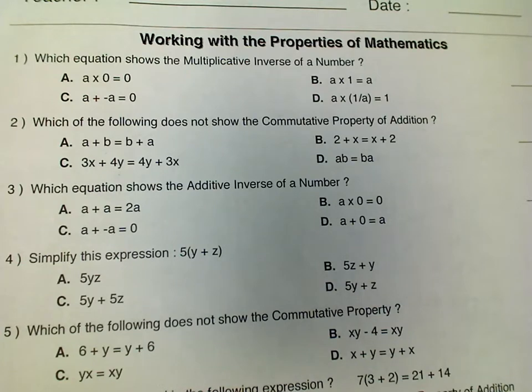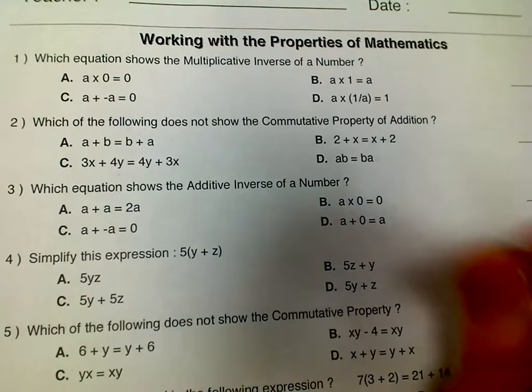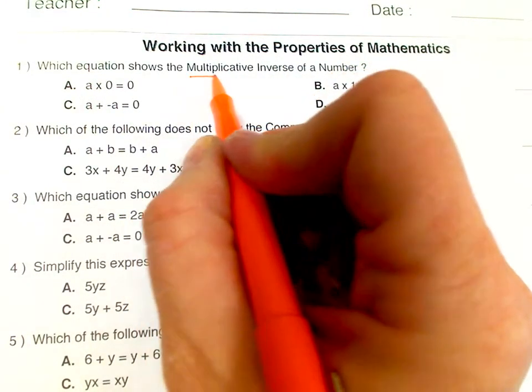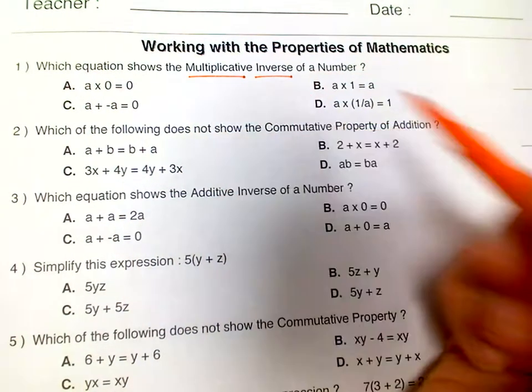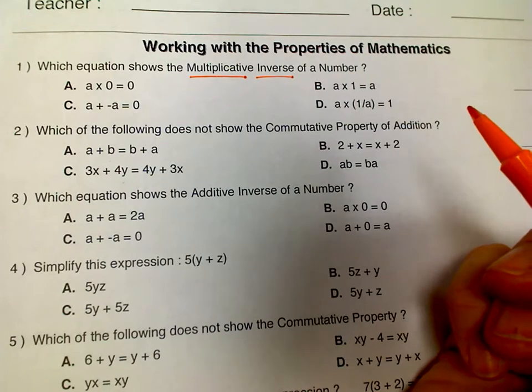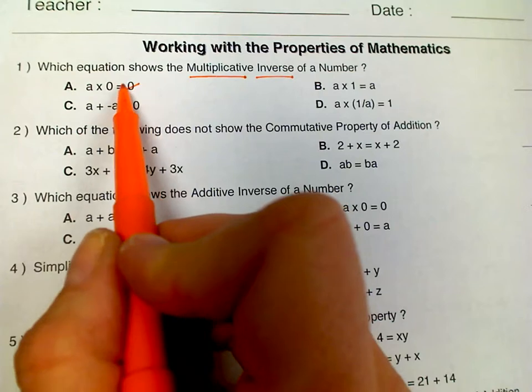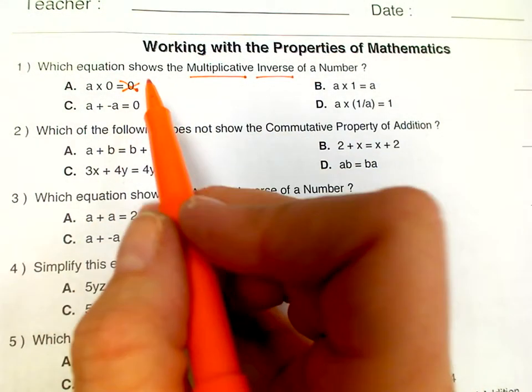Working with properties of mathematics. Which equation shows the multiplicative inverse of a number? So you're looking for multiplication and you're looking for inverse. Okay, this one came out to be 0. That's the zero property.